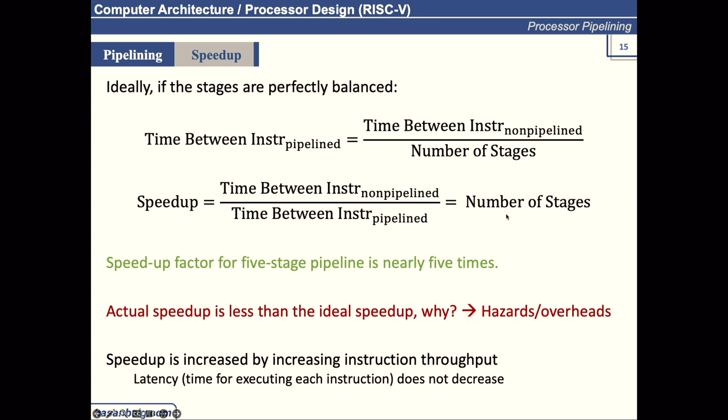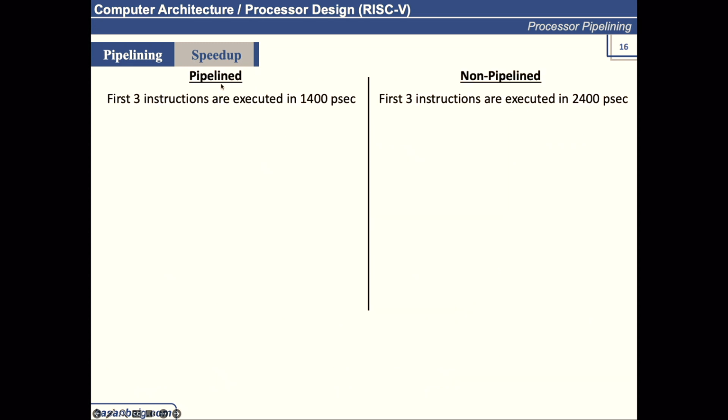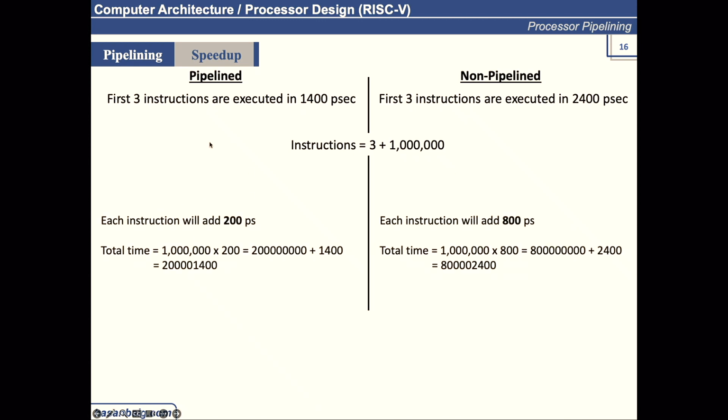If we take the same example, which we have just discussed, in the pipeline structure, the first instructions are executed in 1400 picoseconds, and in the non-pipeline structure, the first 3 instructions were executed in 2400 picoseconds. And let's say we increase the number of instructions from 3 to 1 million. Then you can see that in the pipeline structure, every next instruction will be executed in an additional 200 picoseconds because the cycle time is 200 picoseconds.